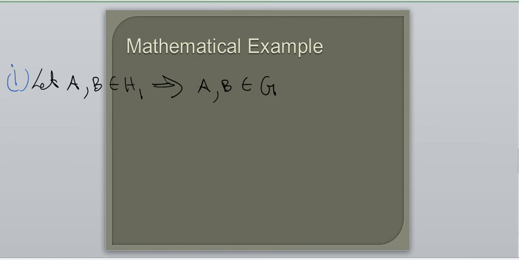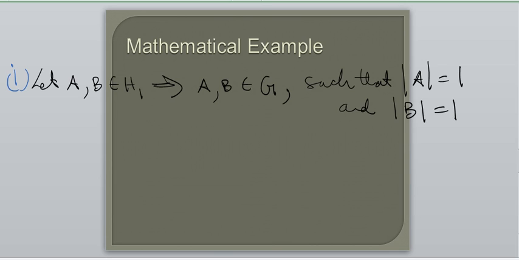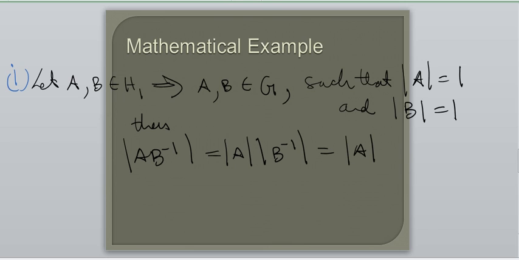So A, B belong to G also, such that as given in the set, determinant of A is equal to 1, and determinant of B is also equal to 1. Then what happens? The determinant of A B inverse will be equal to the determinant of A into the determinant of B inverse, which will be equal to determinant of A times determinant of B, whole inverse.